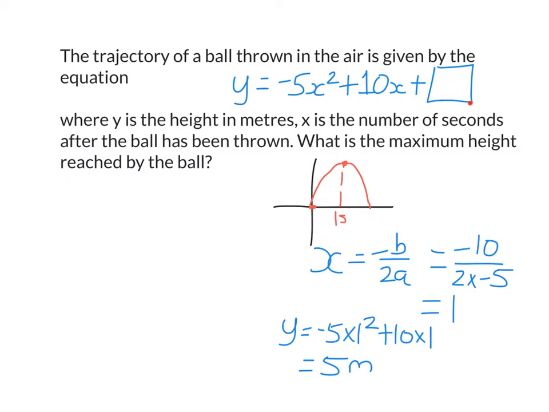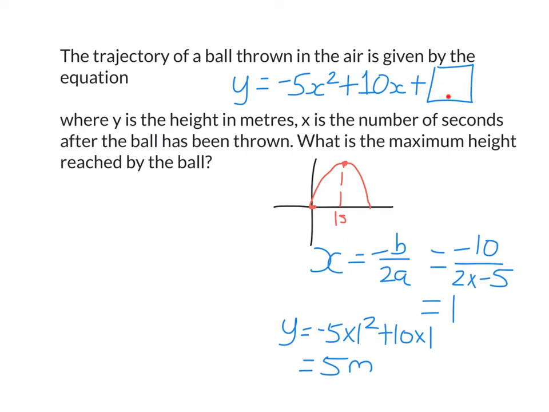But what would happen if we change these numbers? This one's always going to stay the same, acceleration due to gravity. But what about these two numbers? If we change them, would they change the maximum height reached by the ball? This number here is b. b was in the x formula for the turning point. So if I change b, I'm going to change the x value of the turning point.